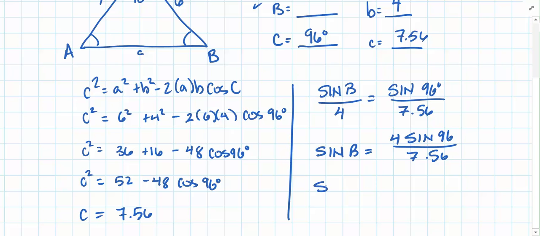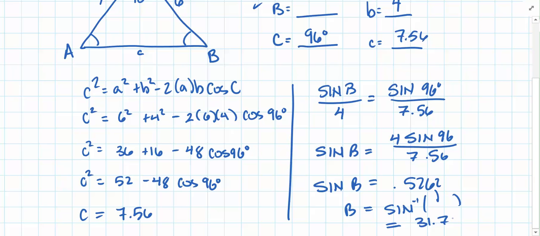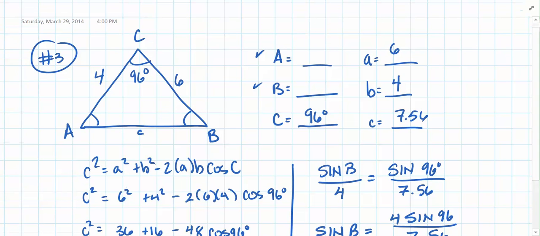When you run that through your calculator, you get sine of b is equal to like 0.5262. So b is inverse sine of that stuff right here. And b ends up being something like 31.75 if you round. So therefore this is 31.75, and then you just subtract from 180 and add these two together and get a is like 52.25.